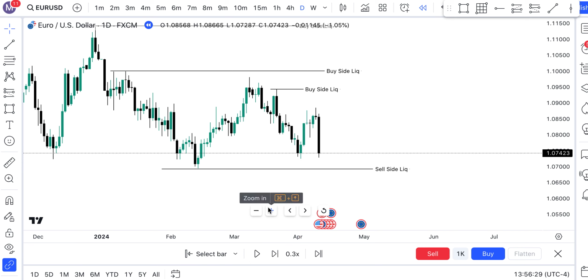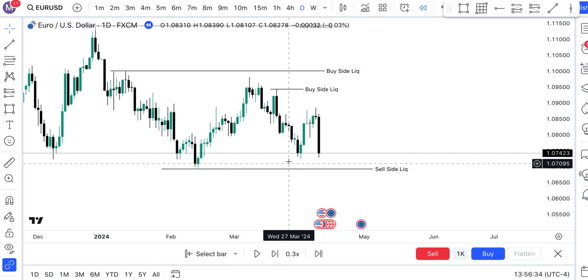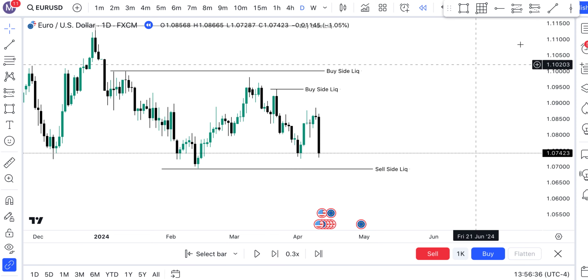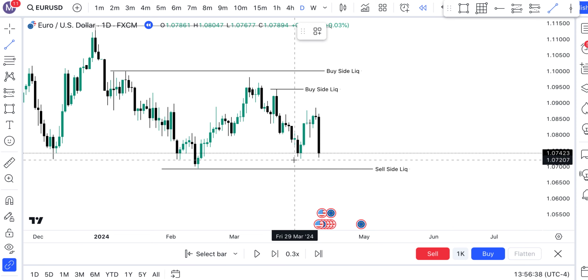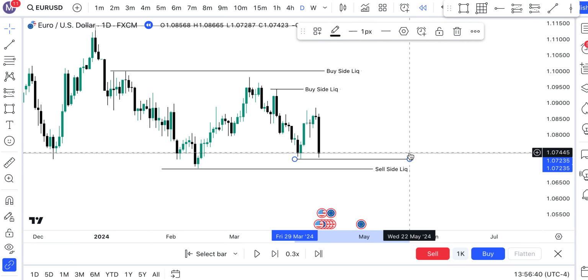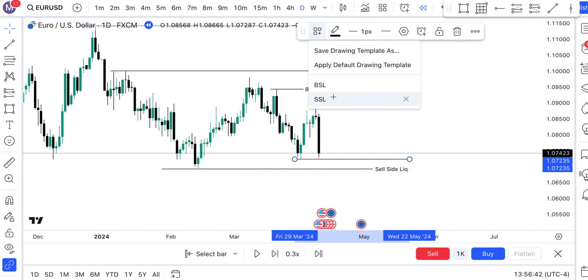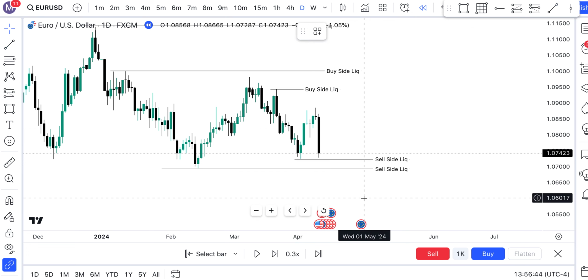So there's no liquidity sweep yet because we haven't taken anything out. We haven't taken out this low here. I'm going to mark that out as well actually, so we have two of each. So we are yet to take anything out. There's no liquidity sweeps yet.